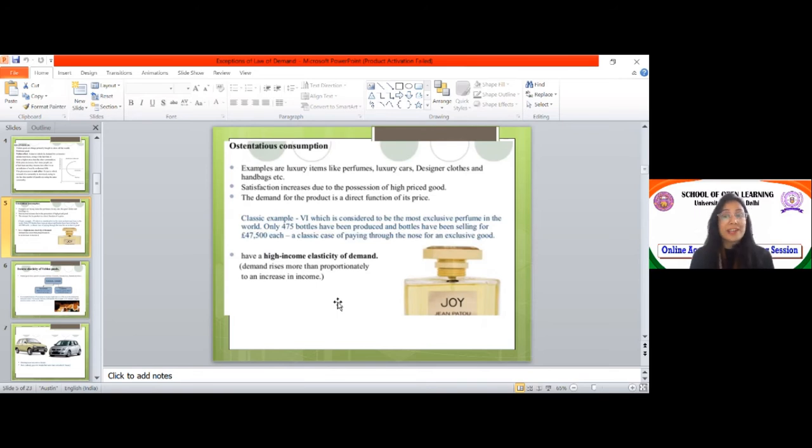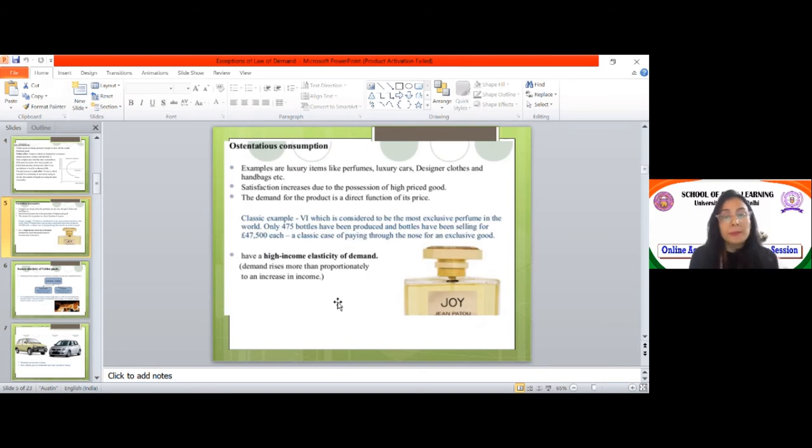Satisfaction increases due to the possession of the high priced good. मतलब definitely उनका simple selection ही इसलिए किया जा रहा है because they are high priced ones. They are not common. So the demand for the product is a direct function of its price. So जैसे जैसे prices बढ़ेगा, sometimes generally अगर मैं आप लोगों को example दूँ, in your normal terms, sometimes when you are purchasing the cosmetics, you just tend to look at the price, and sometimes you think, okay, the price is higher, maybe that is much better cosmetic than the lower price one. So that sort of tendency is there. So here law of demand doesn't work. So higher the price, higher the demand of that product.